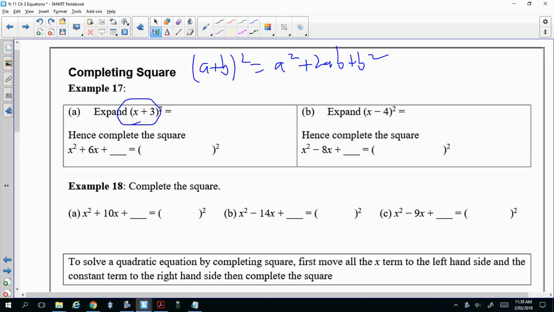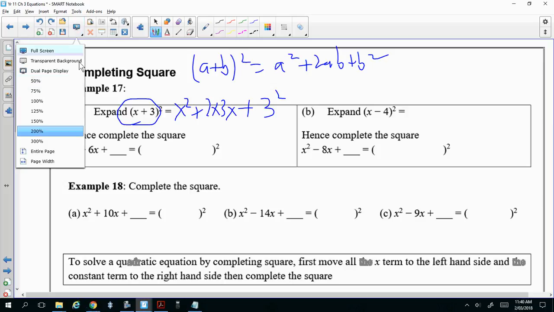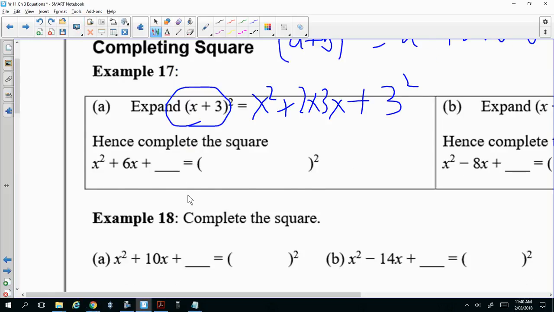So for this one, you write x squared plus 2 times 3 times x plus 3 squared, right? We use this perfect square formula to expand this perfect square, which means that it can be simplified to x squared plus 6x plus 9. Any question on expanding? And today we're going to go in reverse.